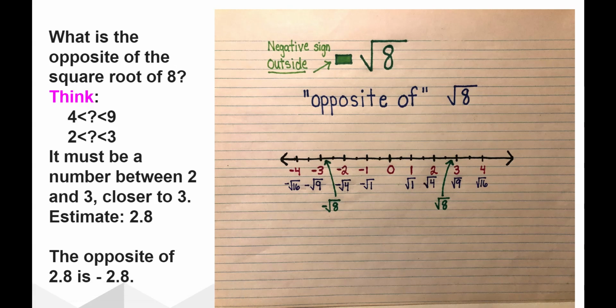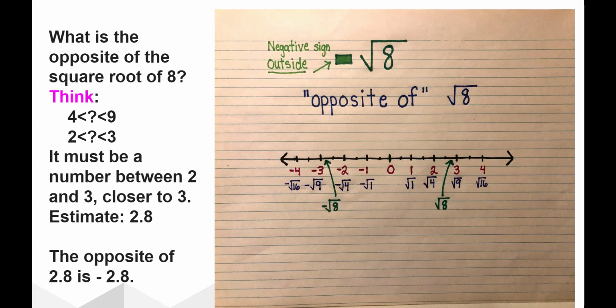Now let's look at what happens when there is a negative sign with the radical. Remember that the negative sign reads as the opposite of. In the example of the opposite of the square root of 8, we can begin by estimating the square root of 8 as a number in between the square root of 4, which is 2, and the square root of 9, which is 3. But once again, in this case, it is much closer to the higher number, which is 9, on the number line.